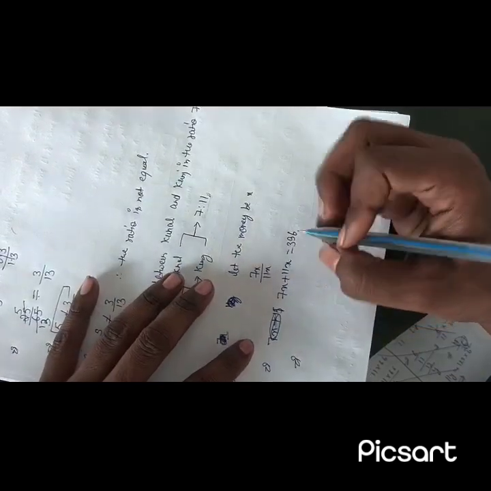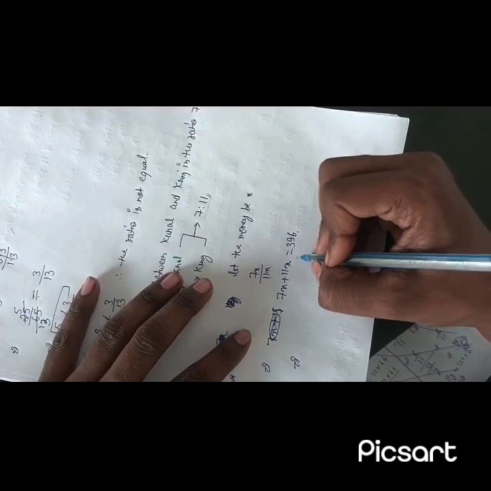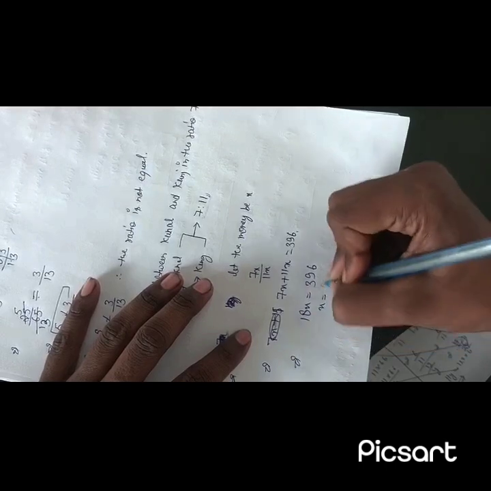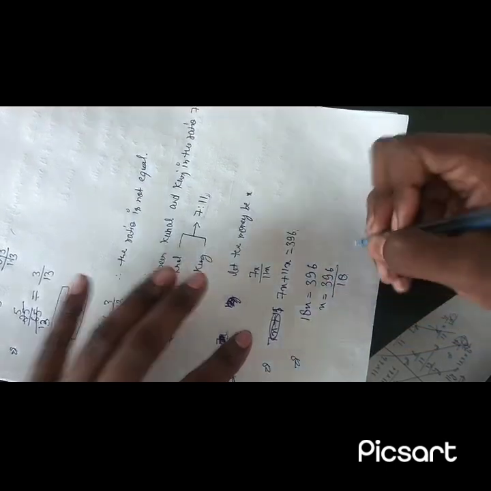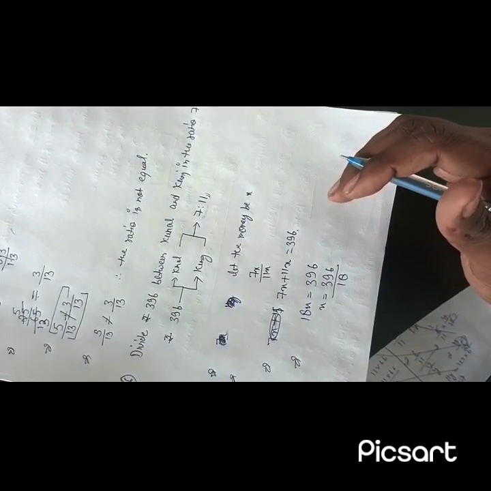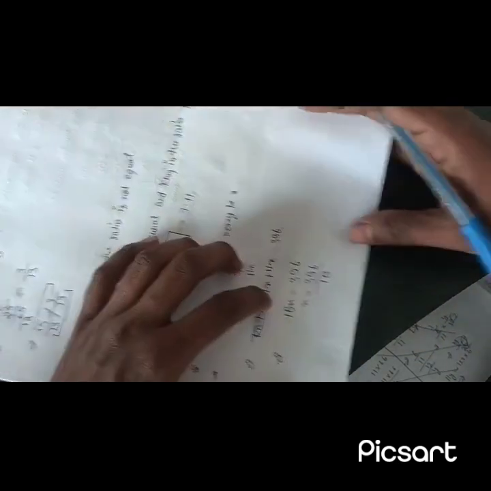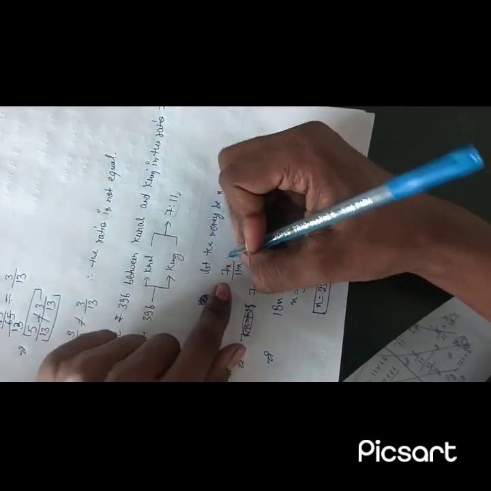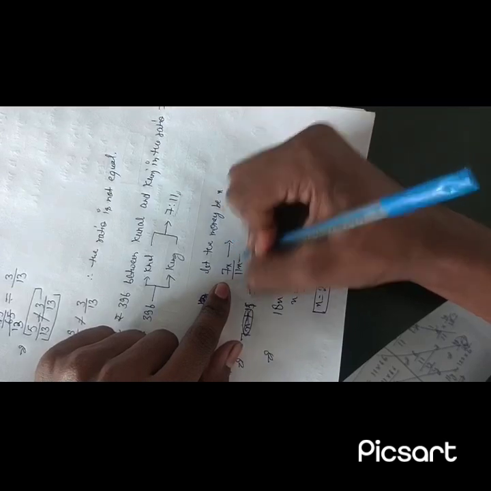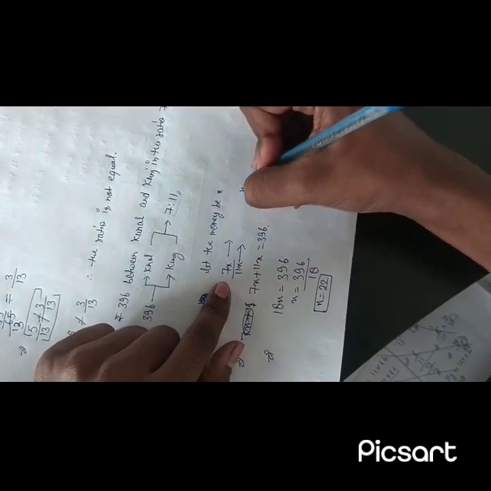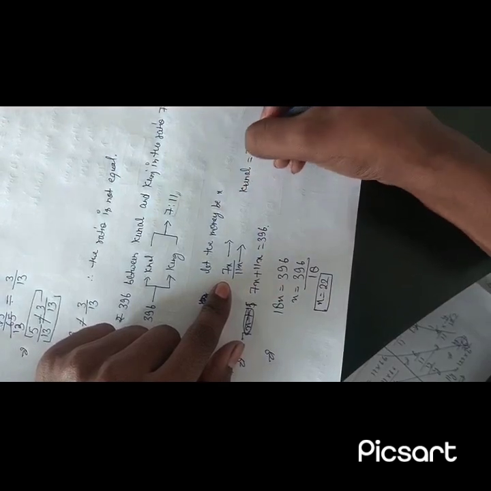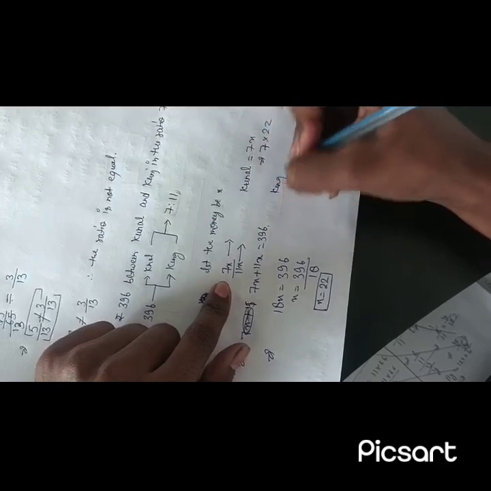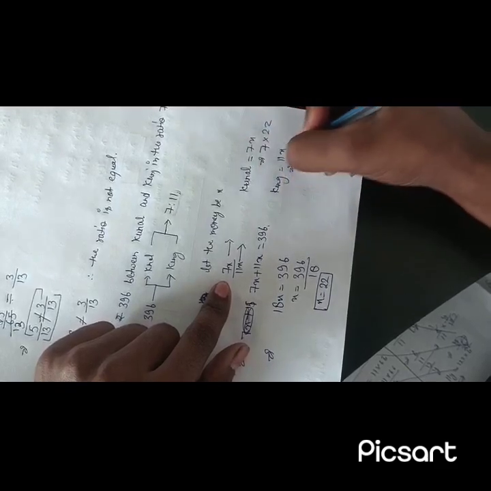Now 11 and 7 will be 18, means 18x equals 396, and from here x equals 396 by 18. That is 396 by 18, it will come 22. x equals 22. Now I have told you Kunal is having 7x and Kunj is having 11x. So Kunal will get 7x, means 7 into 22, and Kunj will have 11x, that is 11 into 22.